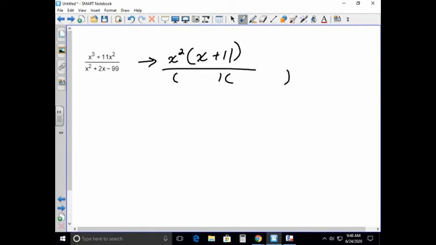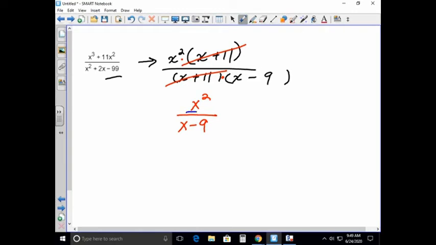But if we break it apart as the parentheses, x squared is x times x. That's negative, so we need a positive times negative. And then what numbers multiply to make 99 and have a difference of 2? Well, that would be 11 and 9. So we have a product on top, a product on bottom. Those factors are the same, so we can cancel those. So we have x to the second on top, x minus 9 on bottom.